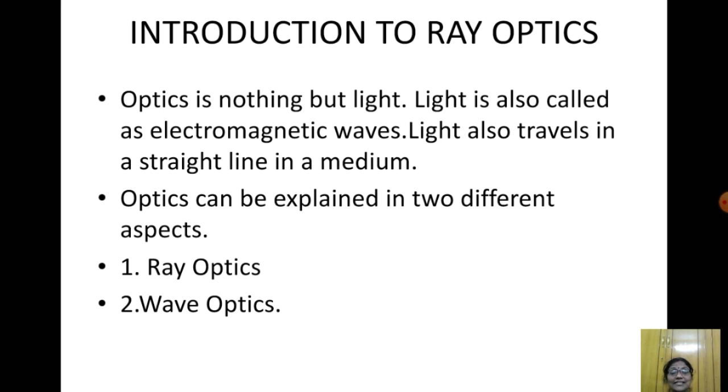Light is also called electromagnetic waves. Other than light, electromagnetic waves include X-rays, gamma rays, UV rays, and radio waves. Light also travels in a straight line in a medium. It is also able to deviate from a medium when it strikes an obstacle or an interface. Optics can be explained in two different aspects, ray optics and wave optics. In this video, we are going to see ray optics.